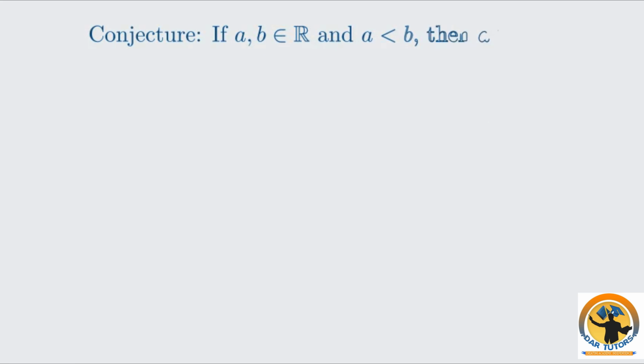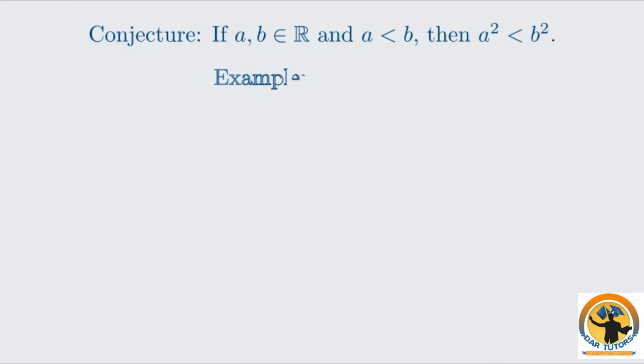Let's look at a classic example to illustrate the difference between a conjecture and a proven statement. Consider the conjecture: if a and b are real numbers and a is less than b, then a squared is less than b squared. We can test this with a few examples. If a equals 1 and b equals 2, then 1 is less than 2, and 1 squared is 1, which is less than 2 squared, which is 4. This example supports the conjecture.